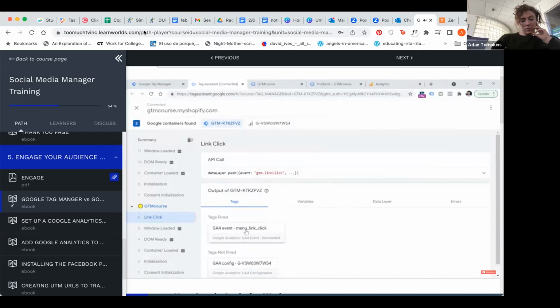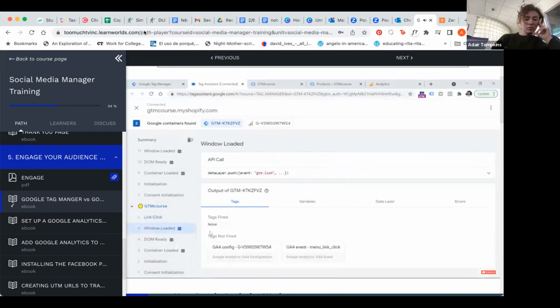So in total, what happened on that page is that on container loaded, we fired a Google Analytics 4 configuration tag that sent the page view event. And then on link click, we sent another Google Analytics event, which was menu link click. So we have basically on this page 2 Google Analytics events, and we have 6 Google Tag Manager events. Because, for example, on window loaded, we did not fire any tags, therefore no Google Analytics events were sent.